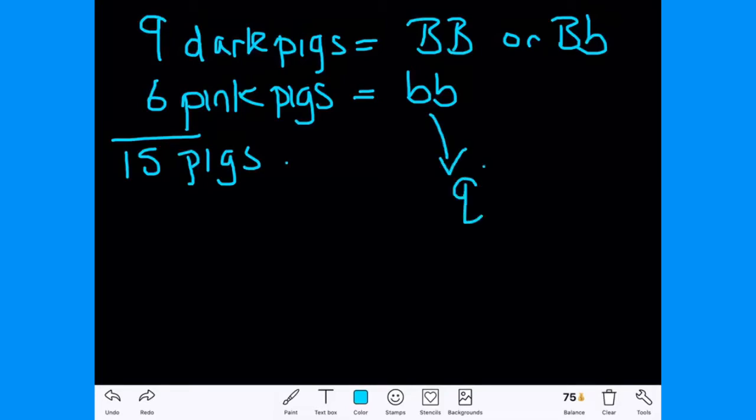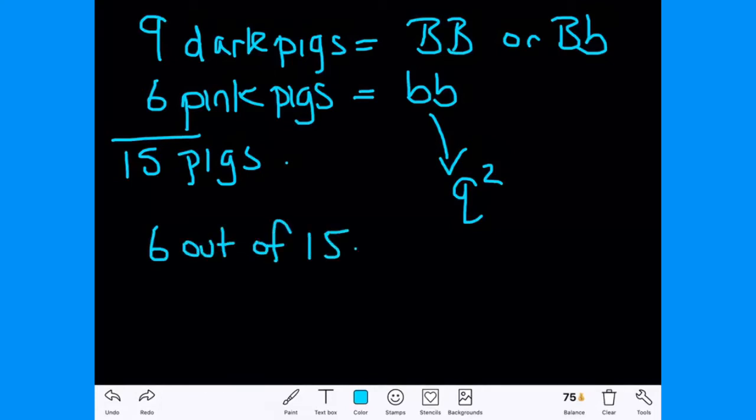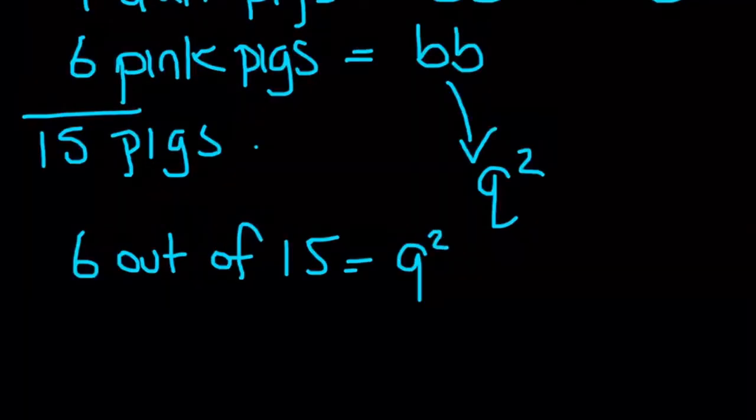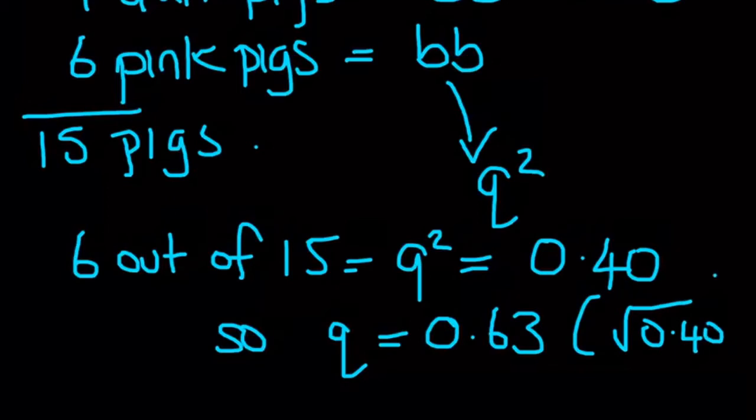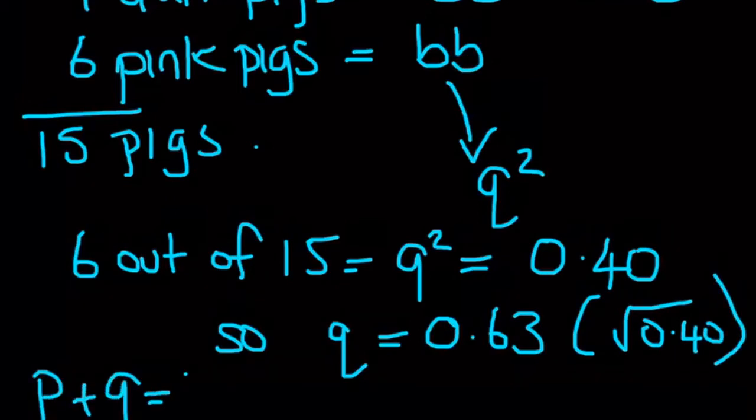So because we know bb is the recessive, we then know from the Hardy Weinberg equation that that is q squared. So 6 out of 15. q squared is equal to 0.40. So we can then work out the allele frequency of the recessive allele q by square rooting 0.40 and getting 0.63. From that, we can then work out the frequency of the dominant allele by p plus q equals 1.